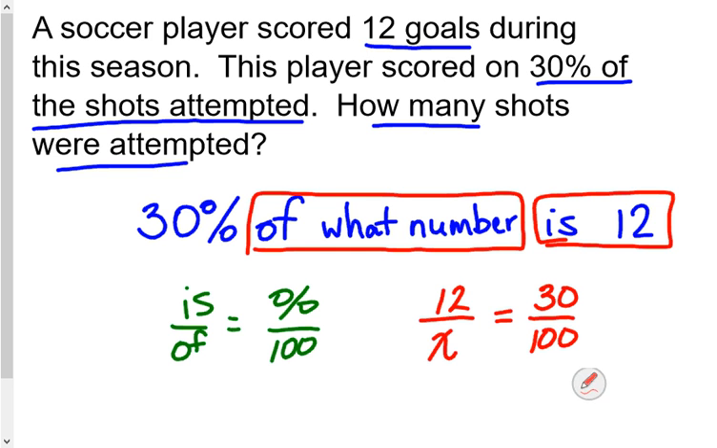When we're ready to solve this, we're going to cross multiply and divide. 12 times 100 divided by 30. 12 times 100 is 1200. 1200 divided by 30 is 40. So there were 40 shots attempted. The player scored on 12 out of 40 of those shots. And 12 out of 40 equals 30%.